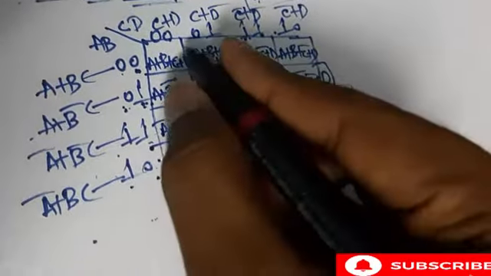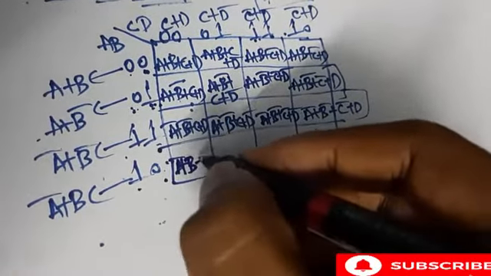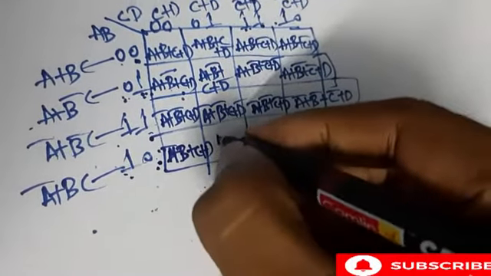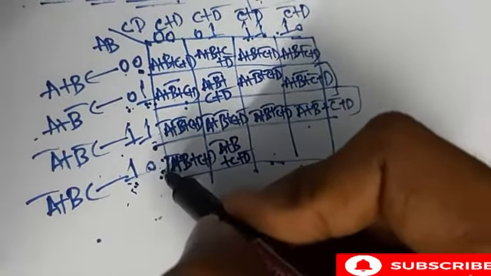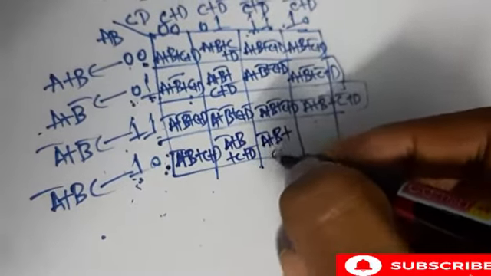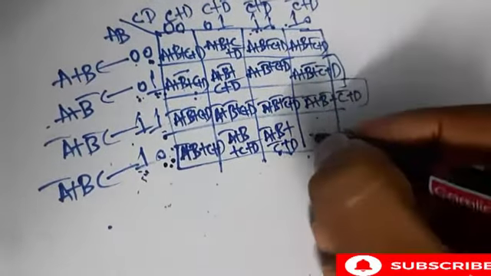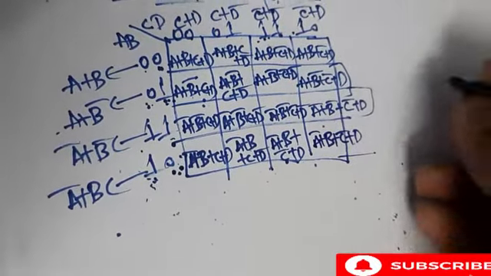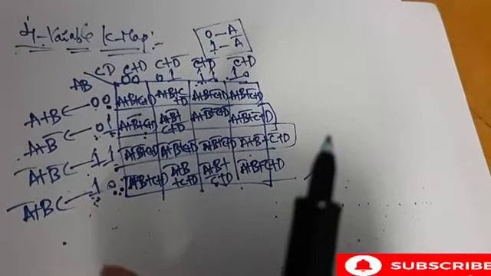Next, 1 0 0 0, that means A bar plus B plus C plus D. Next, 1 0 0 1, that means A bar plus B plus C plus D bar. Next, 1 0 1 1, that means A bar plus B plus C bar plus D bar. Next, 1 0 1 0, means A bar plus B plus C bar plus D. In this way, we will do the 4 variable K map.